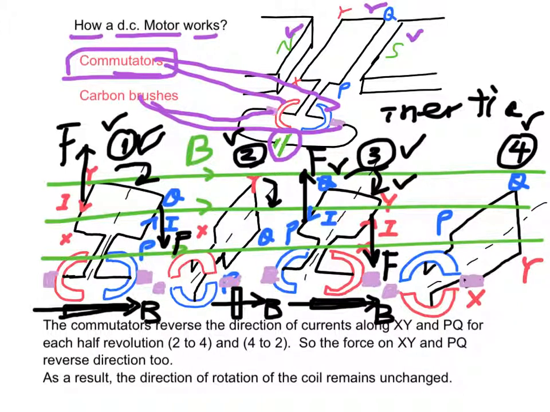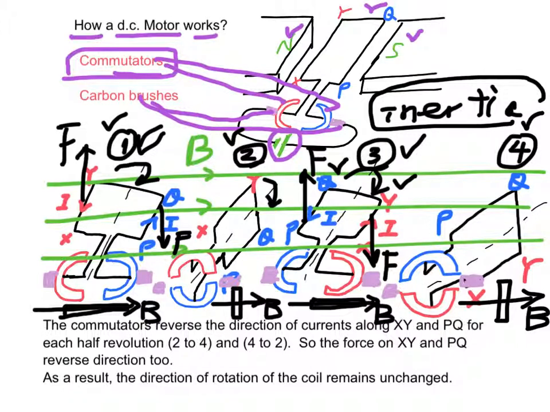In stage 4, the plane of the coil is again perpendicular to the magnetic field lines. Hence, the commutator is again losing contact with the brushes. Therefore, there is no current in the coil. However, due to inertia again, the coil will still rotate in a clockwise direction.